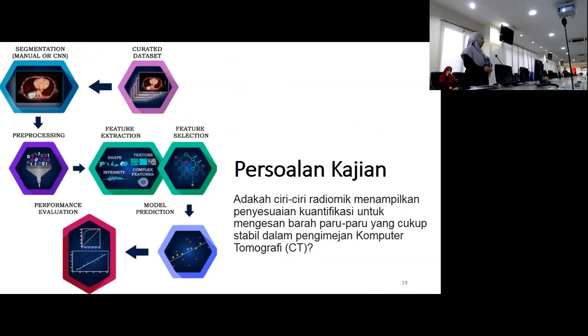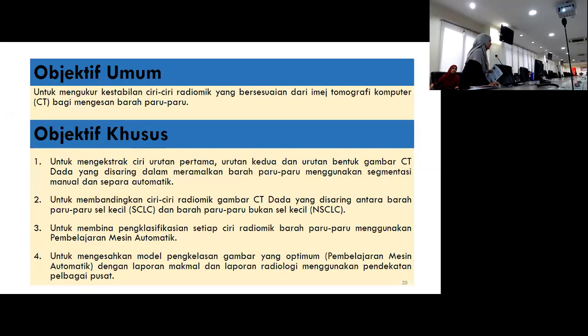Okay, and the first question: adakah ciri-ciri radiomik yang menampilkan kuantifikasi yang cukup stabil untuk mengesan barah paru-paru? The most important is stable enough. Stable means if we give other images, they will give the same result. For example, if we give images from another center, they will give about the same accuracy. That is what we call stable enough. So, is it stable enough?